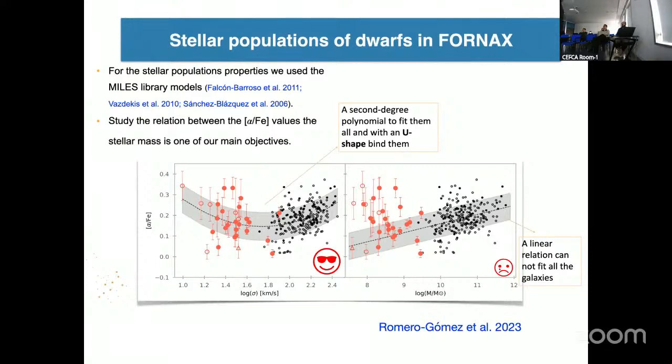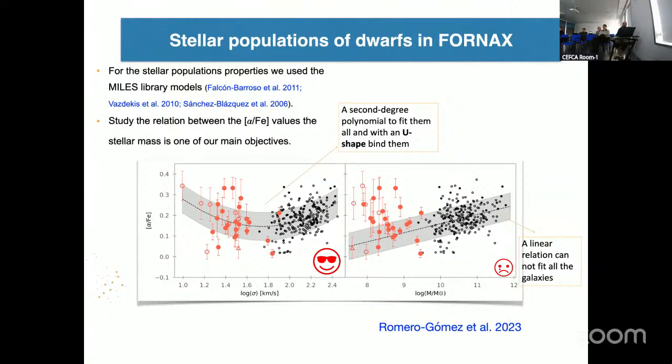Using Millet's library, we obtain also the alpha enhancement of the galaxy. And here I showed you the relation of the alpha enhancement as a function of the velocity dispersion, and the alpha enhancement as a function of the mass. It is a discussion if there is a linear relation between the alpha enhancement and the mass. For the Atlas galaxies, seems like it's a linear relation.